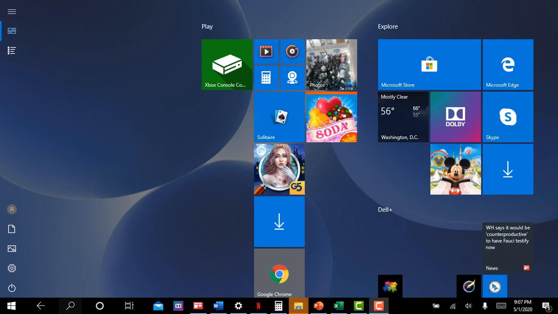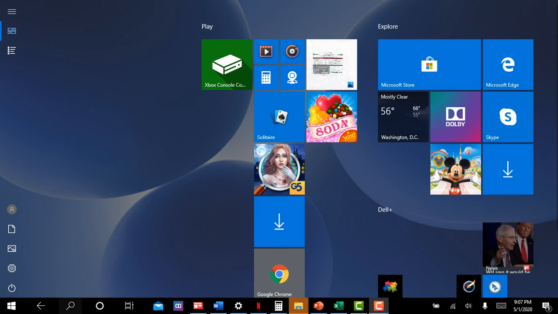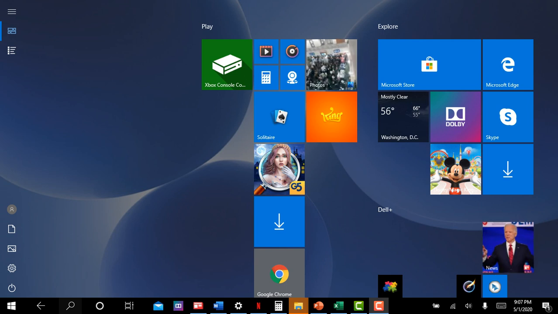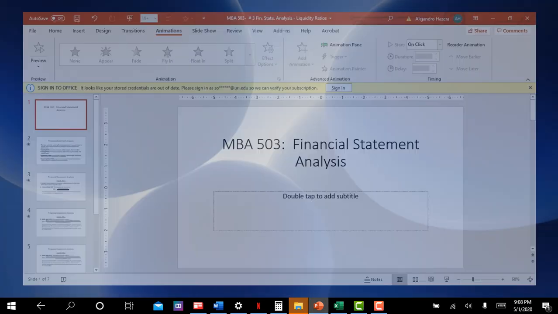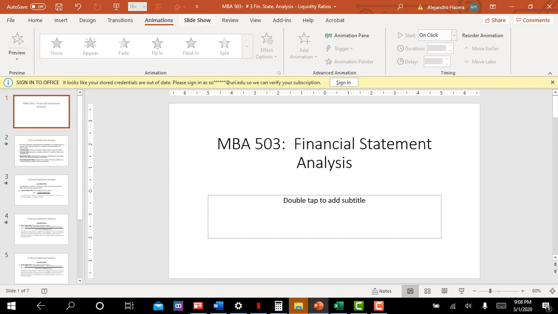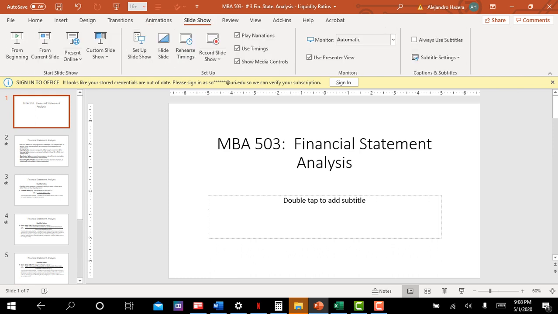Okay, so in the last recording, we did the inputs to financial statement analysis. Now we are going to look at liquidity ratios, which is the first set of ratios. There are 13 total ratios, and they're divided into 4 groups, and we'll go over that in a second. So let's go to the PowerPoint here and start the slideshow.